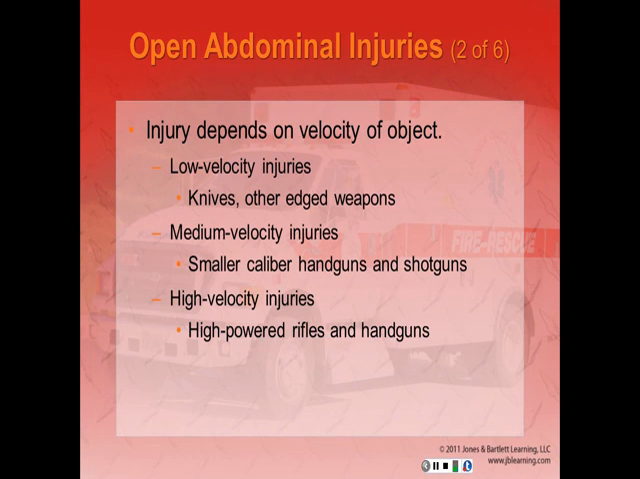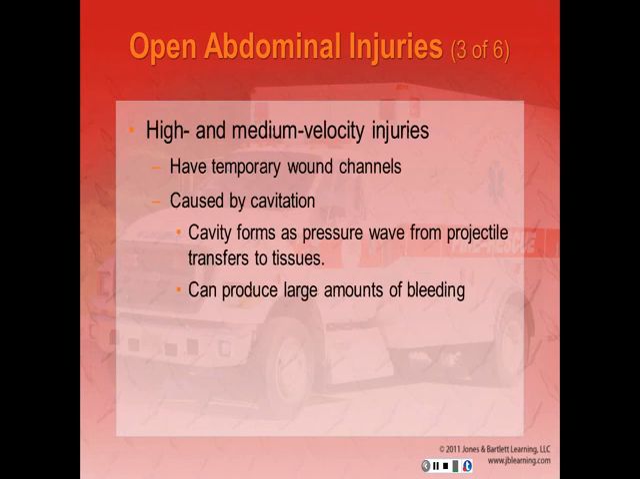Medium velocity injuries are caused by smaller caliber handguns and shotguns, and high velocity injuries are caused by larger weapons, such as high-powered rifles and higher-powered handguns. Medium and high velocity injuries have temporary wound channels in addition to exit and entrance wounds. This is caused by cavitation.